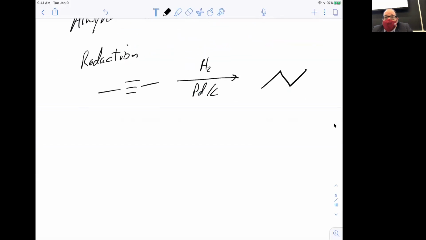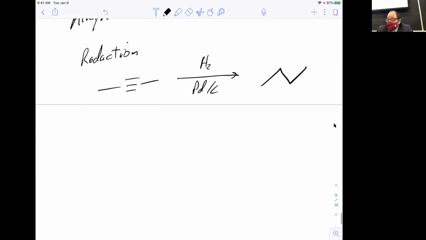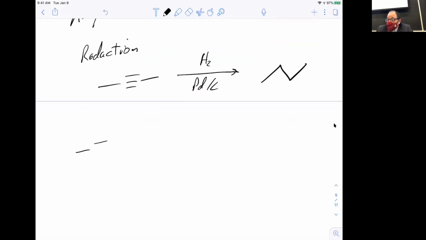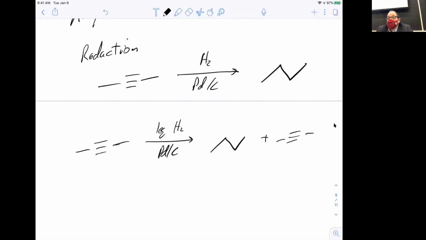If we do a reduction of an alkyne with hydrogen and palladium, the same reagent that we use for an alkene, it'll go all the way to the alkane. Now you could ask, what would happen if we used only one equivalent? So we measure really carefully and put one equivalent of hydrogen in there. What I end up with is a mixture of the alkane and the alkyne.